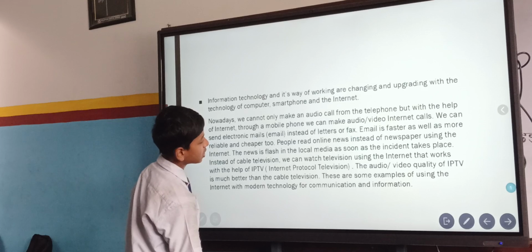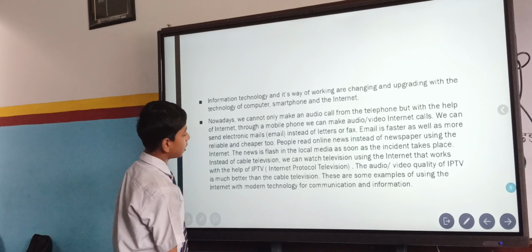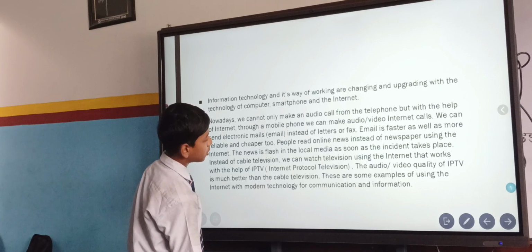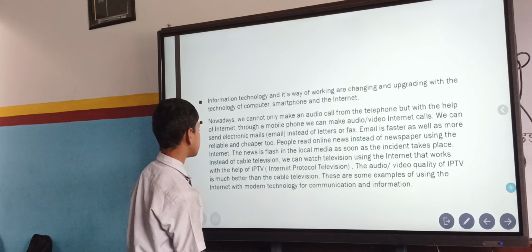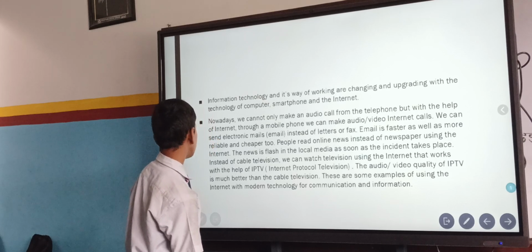Email is faster as well as more reliable and cheaper too. People read online news instead of newspaper using the internet. The news is flashed in the local media as soon as the incident takes place.